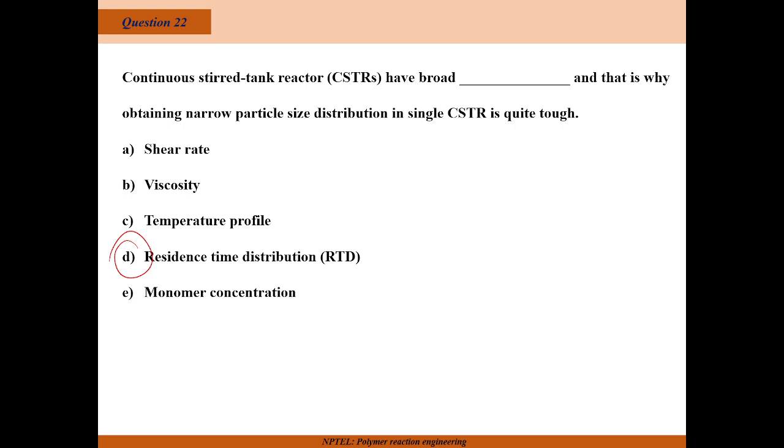So one chance is that reactants that came in will readily go out of the reactor, and another time they can just shuttle around and remain inside the reactor for a much longer time. So we don't have proper control over that. We cannot have control over how long they stay inside.